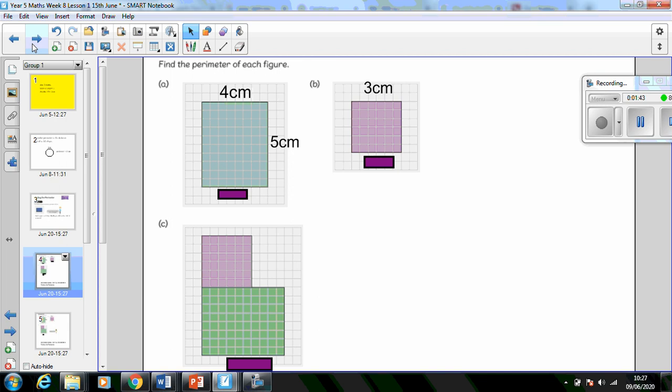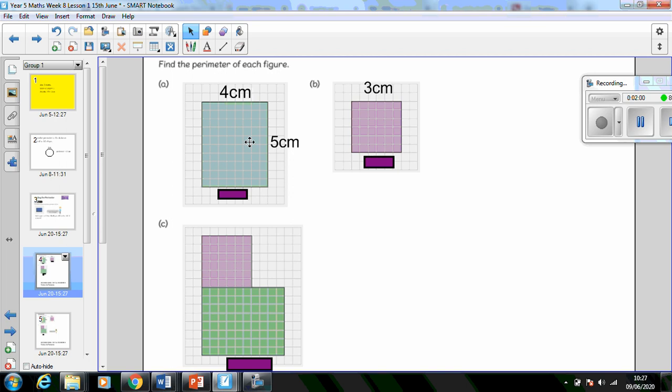Have a go at working out the perimeter of each of these shapes. Now each of the squares is 0.5 centimetres again. I've labelled the sides with their measurements just to make it a little bit easier for you in case you can't see that clearly on your screen.